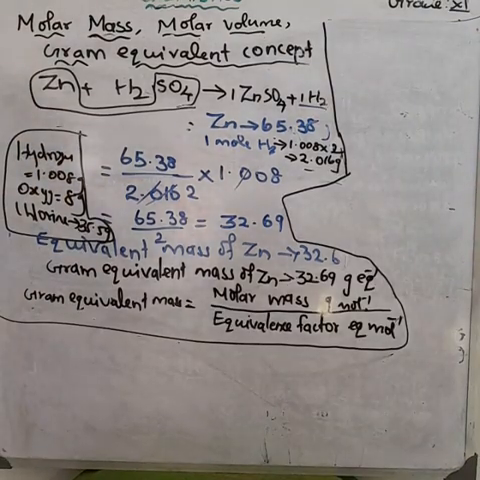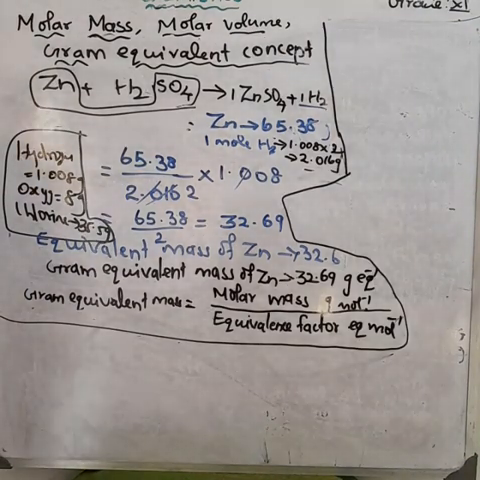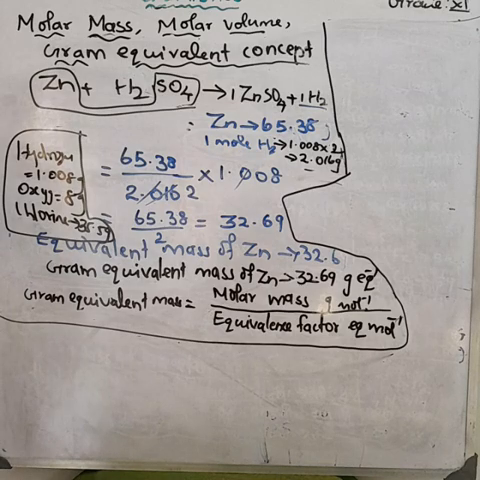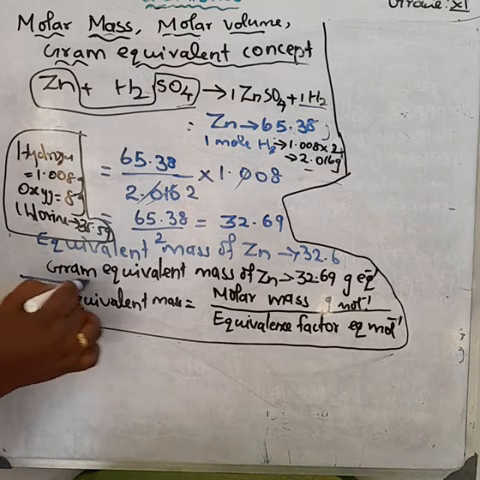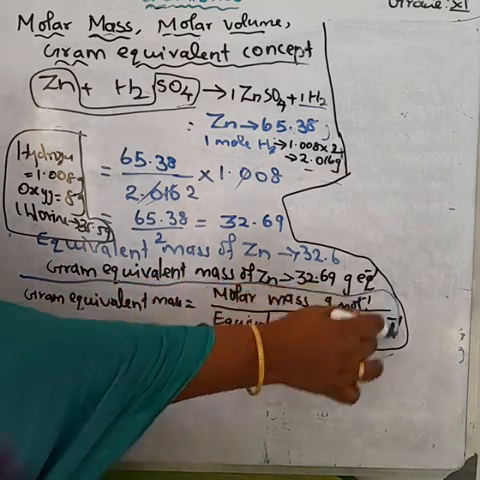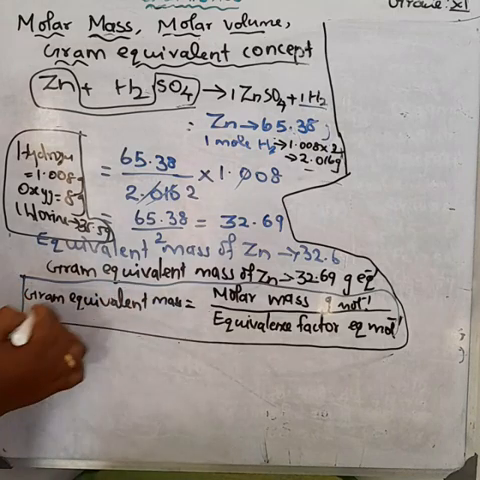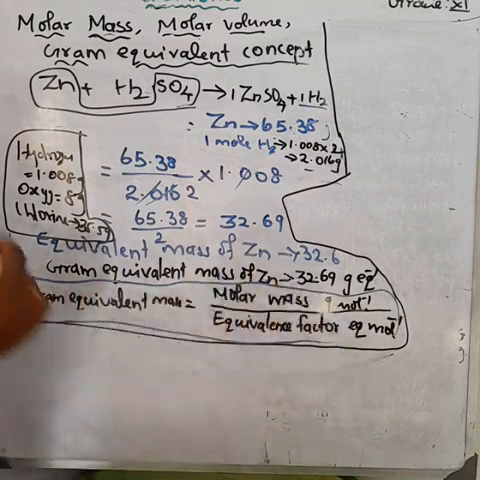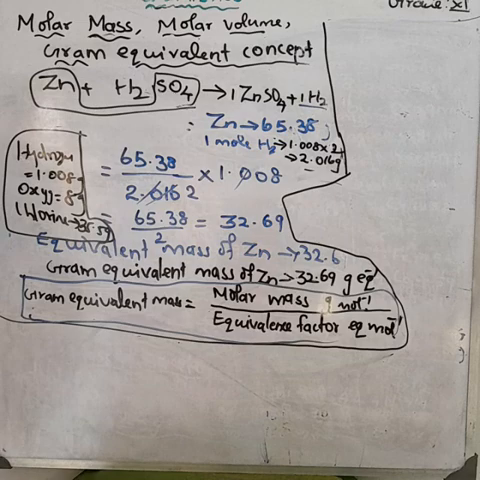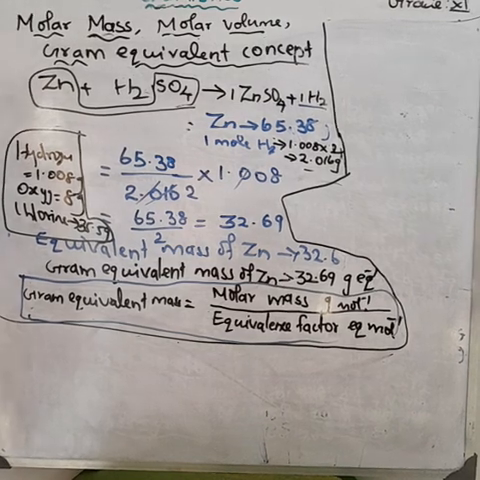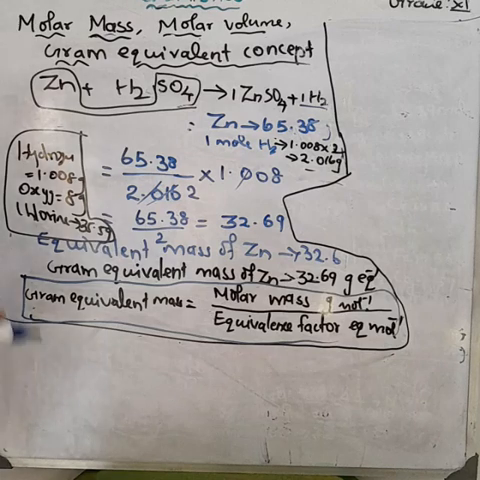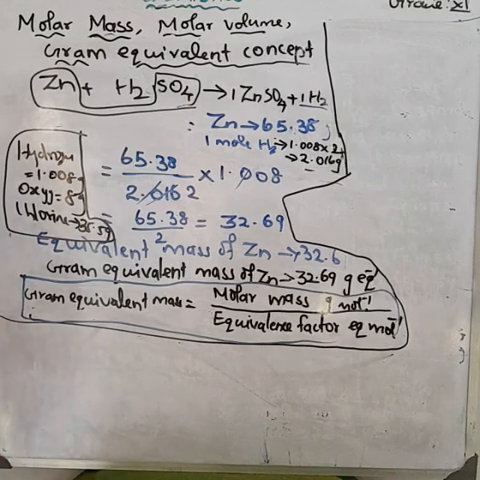So on the basis of this expression, we can classify the chemical entities, whatever chemicals are involved, and find out the formula for calculating equivalent mass. We should find out the formula for calculating the equivalent mass. How to calculate the equivalent mass, tomorrow we will study that.